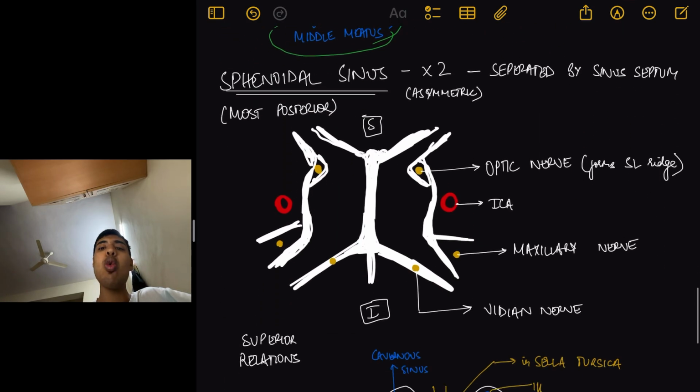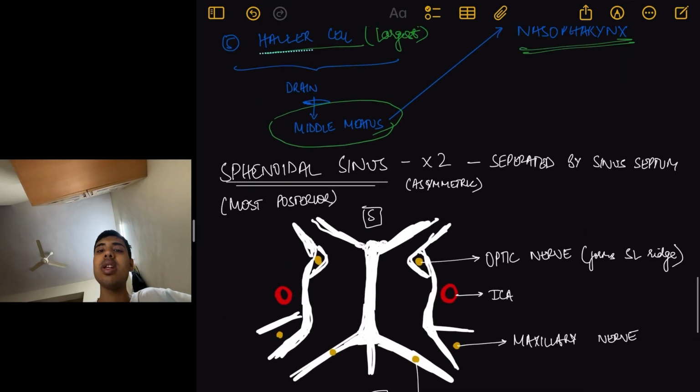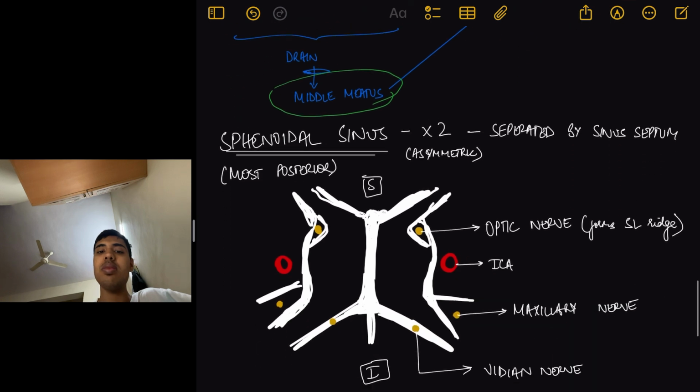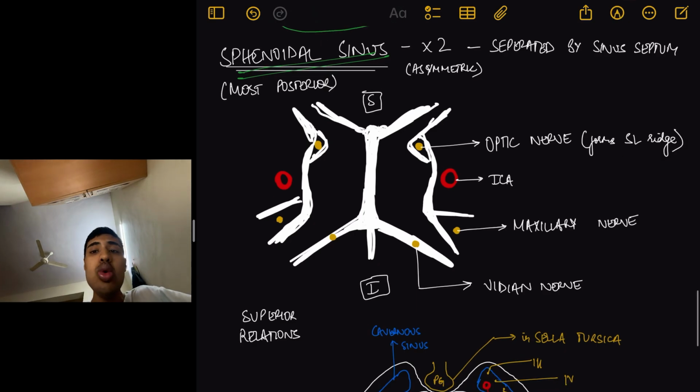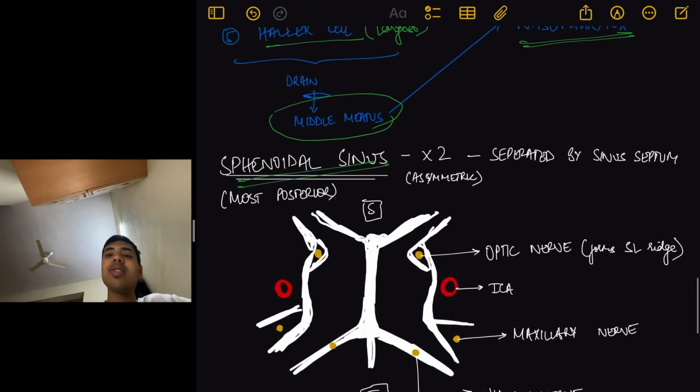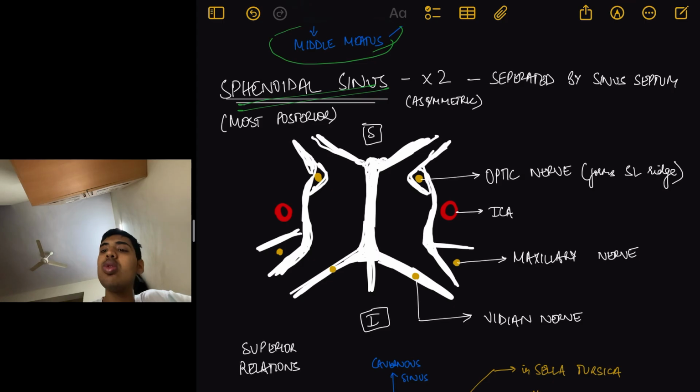Now let's come to the most posterior sinus, that is the sphenoid sinus. So what do we have in the sphenoid sinus? We have two sinuses that are separated by a sinus septum. When two sinuses are separated by a sinus septum, which other sinus was separated by a sinus septum? The frontal sinus. The frontal sinus also had a sinus septum. In the sphenoidal sinus also you have a sinus septum. And here also they are asymmetric.